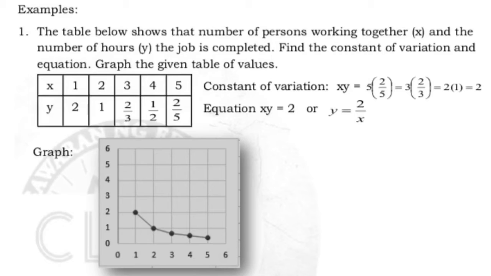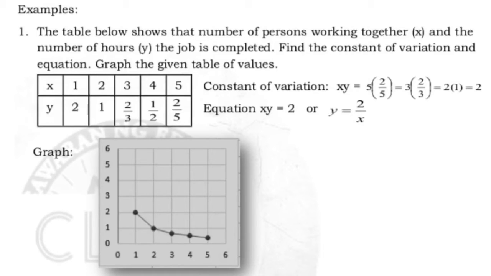Example number 1. The table below shows the number of persons working together, x, and the number of hours, y, for the job to be completed. Find the constant of variation and the equation. Graph the given table of values. So you have there the table for x. This is the number of persons working together.